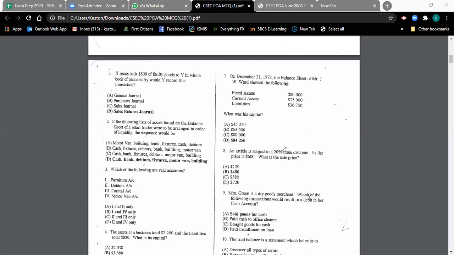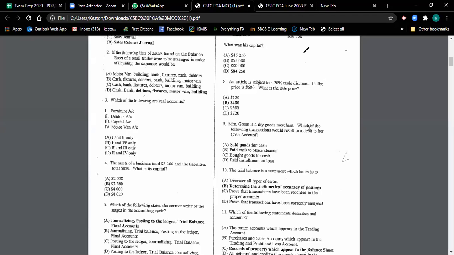8. An article is subject to a 20% trade discount. Its list price is 600. What is its sales price? This is one now we saw before. Yep, B is correct. Nice. 9. Mrs. Green is a dry goods merchant. Which of the following transactions would result in a debit to her cash account? Debit to her cash account, yeah. Sale of goods out for cash, right?